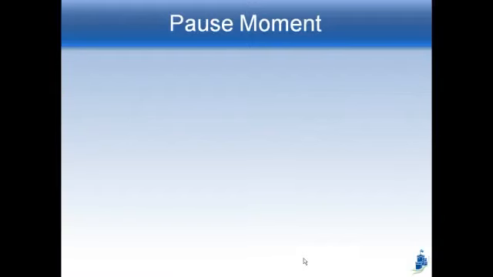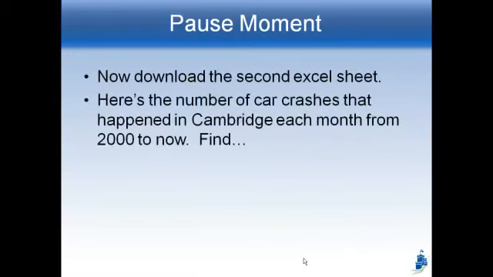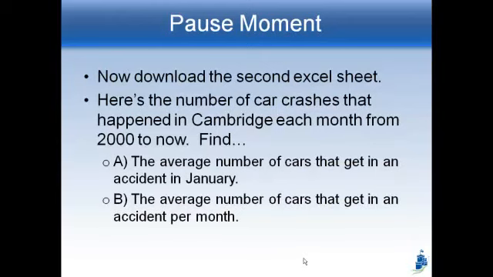All right, so let's practice this on our own. Download the second Excel sheet, which is what you're going to do in a second. It tells you the number of car crashes that happened in Cambridge each month from 2000 to now. And again, I've made this data up. It's not real. What I want you to find out is the average number of cars that got in an accident in each January, and also the average number of cars that get in an accident per month since 2000. Just find the overall average. All right, see if you can do that, and then we'll all be done.